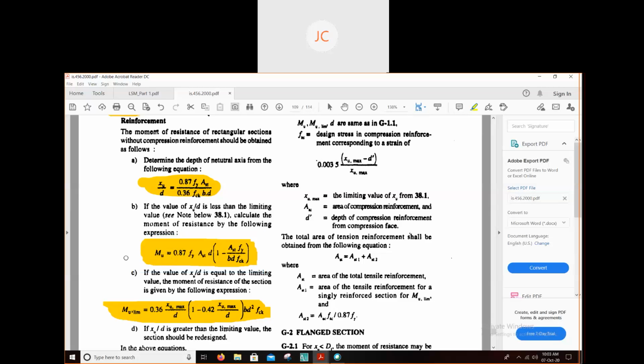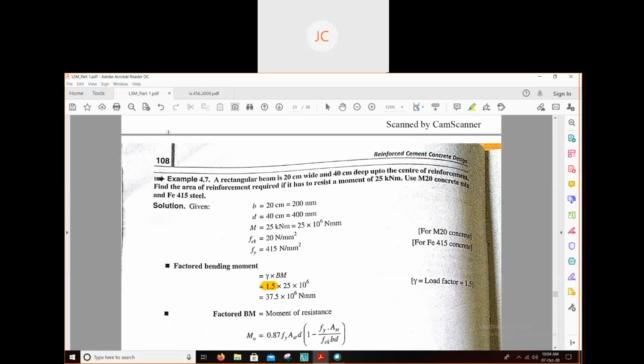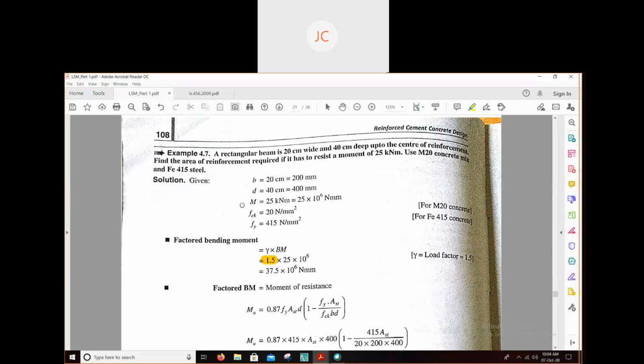Every time, whenever you don't know the type of section while designing a beam, always assume that your beam is under reinforced, because that is the most preferred section. An over reinforced section is never desired, never preferable. So always we will go for an under reinforced section. We will use the equation for under reinforced, and that's why we will use this equation: Mu equals 0.87 fy Ast. Please remember these small points. Otherwise, in the exam you might use Mu lim, and in that case your whole numerical will be wrong.